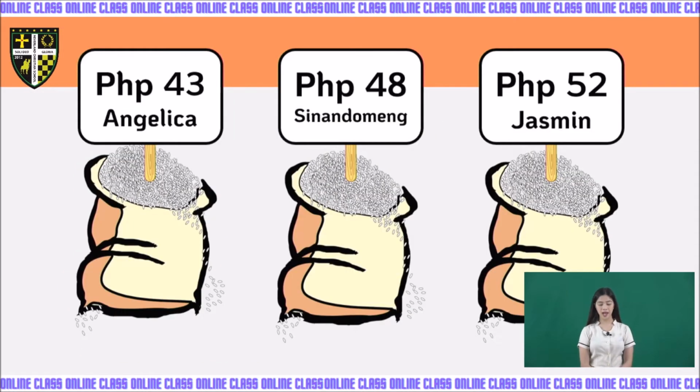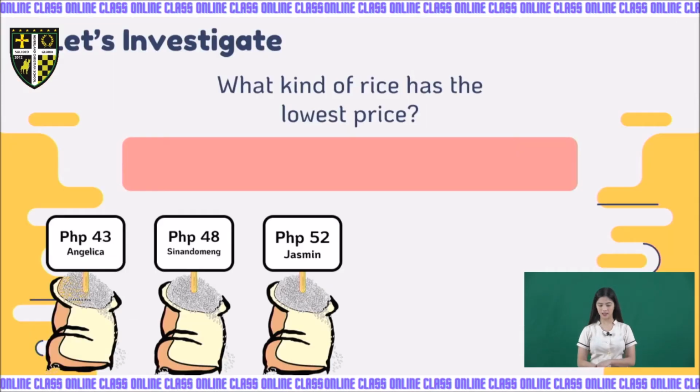So the first rice is Angelica, worth 43 pesos. The second one is Sinandomeng, worth 48 pesos. And the last one is Jasmine, worth 52 pesos. Jenny wants to save money. What kind of rice do you think she intends to buy? So let's investigate. What kind of rice has the lowest price? Is it Angelica, Sinandomeng, or Jasmine?